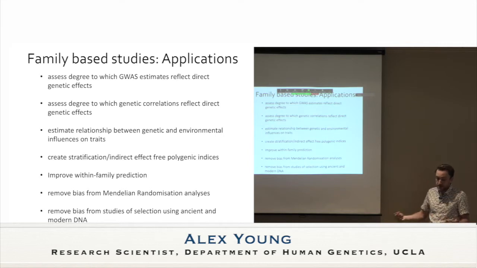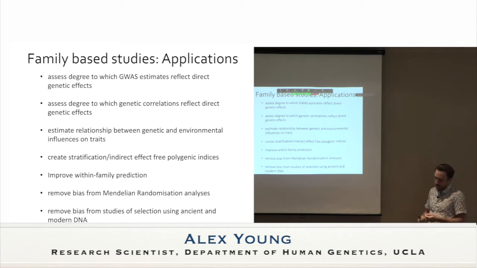We can assess the degree to which genetic correlations are actually reflecting underlying shared causal effects, i.e. biology, rather than shared confounding effects. In doing this sort of family-based methods, you can get some handle on the relationship between genetic and environmental factors affecting a trait. You can create a stratification or bias, indirect effect-free polygenic index, and that could be useful if you're worried about the bias that might be in the polygenic index for whatever application you're thinking of.